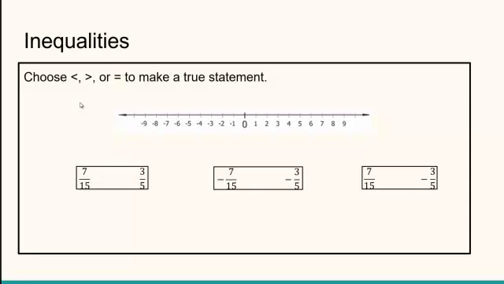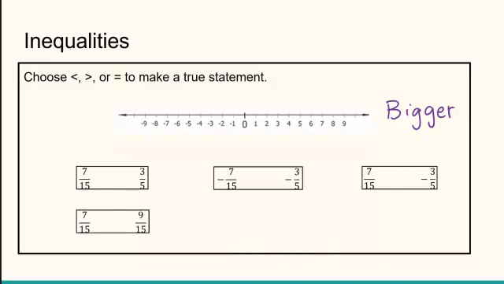On this number line, the bigger numbers are on this right-hand side. So if it's on this end, it's bigger, and it gets the big mouth side. When I look at 7 over 15 and 3 over 15, I can't tell you which one's bigger because they don't have a common denominator. I'll need that common denominator.